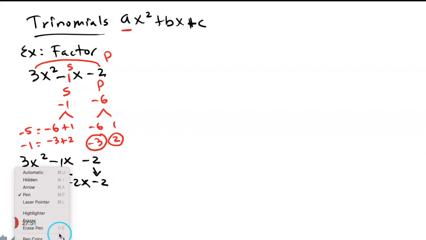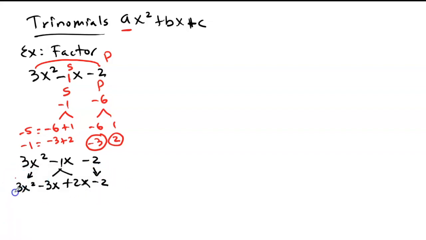Here we go. Let's get some red. First 2, last 2. GCF: 3 is a common factor, and x is common. I just bring the x with the lowest exponent. 3x squared divided by 3x is x to the first, minus 3x divided by 3x. They cancel out, therefore I get a 1.